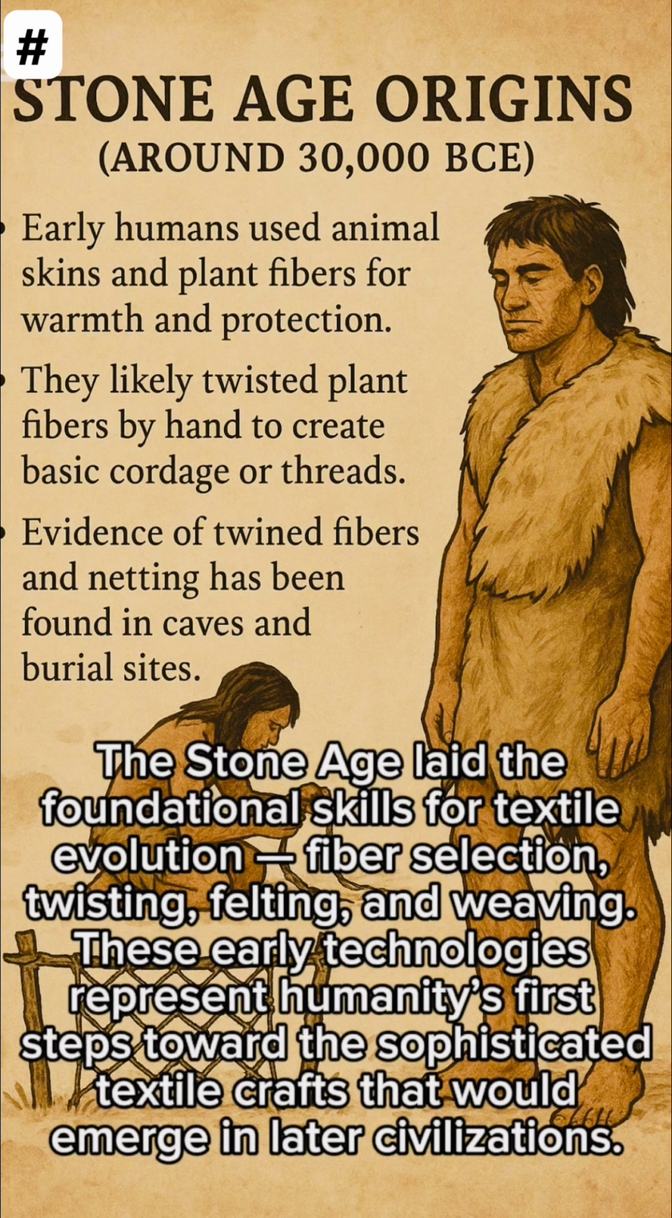Summary: the Stone Age laid the foundational skills for textile evolution: fiber selection, twisting, felting, and weaving. These early technologies represent humanity's first steps toward the sophisticated textile crafts that would emerge in later civilizations.